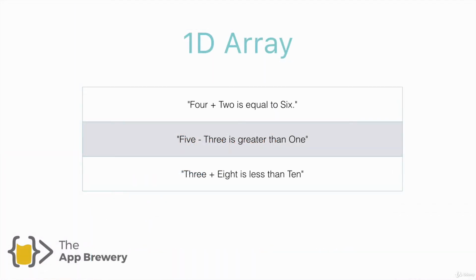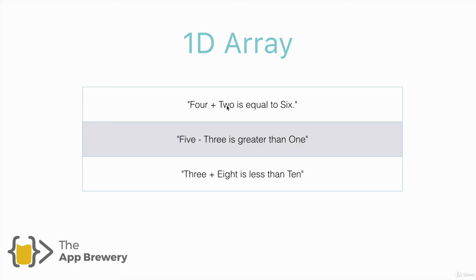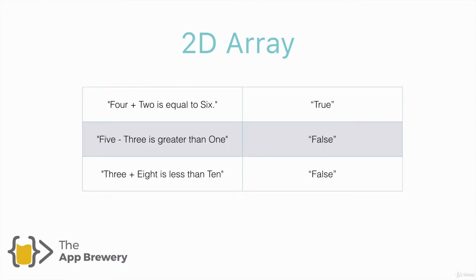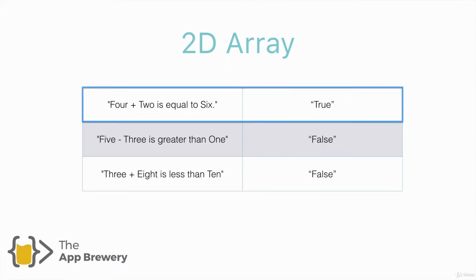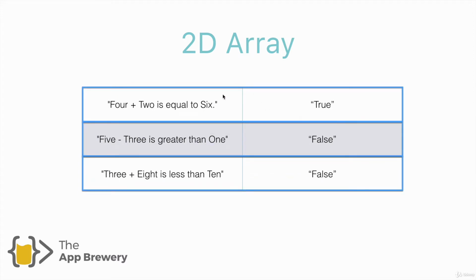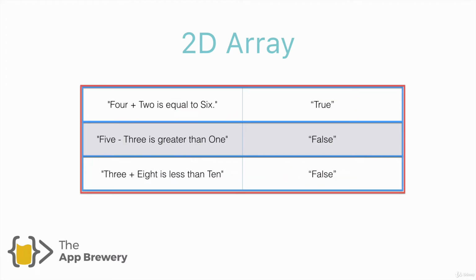So far, the arrays that we've been creating look something like this. We have as many items as we need, all separated by a comma and placed inside a single array. So this is our collection of items. Now, we can also create a 2D array where we have individual arrays. So there's 3 arrays in this case, each with 2 items, all packaged inside a larger array.